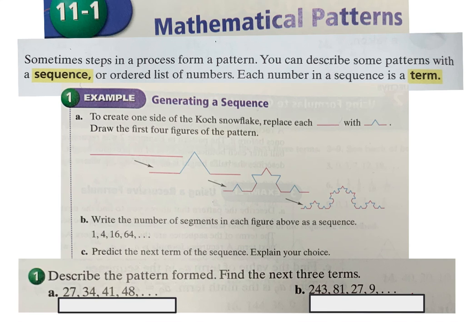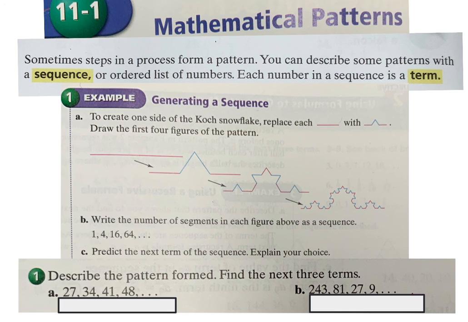Patterns. Sometimes steps in a process form a pattern. This is the bottom of page 588. You can describe some patterns with a sequence, or an ordered list of numbers. Each number in a sequence is called a term. So a sequence is the set of numbers, and each number in the sequence is called a term.